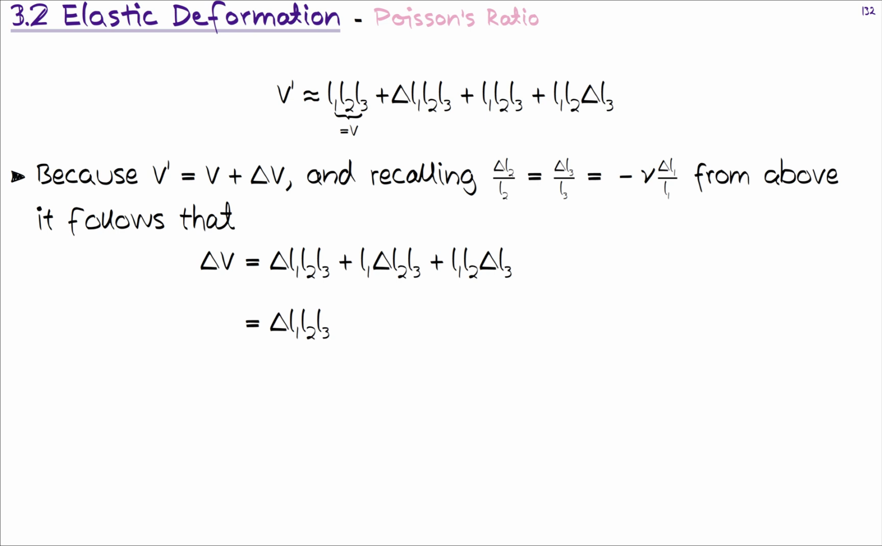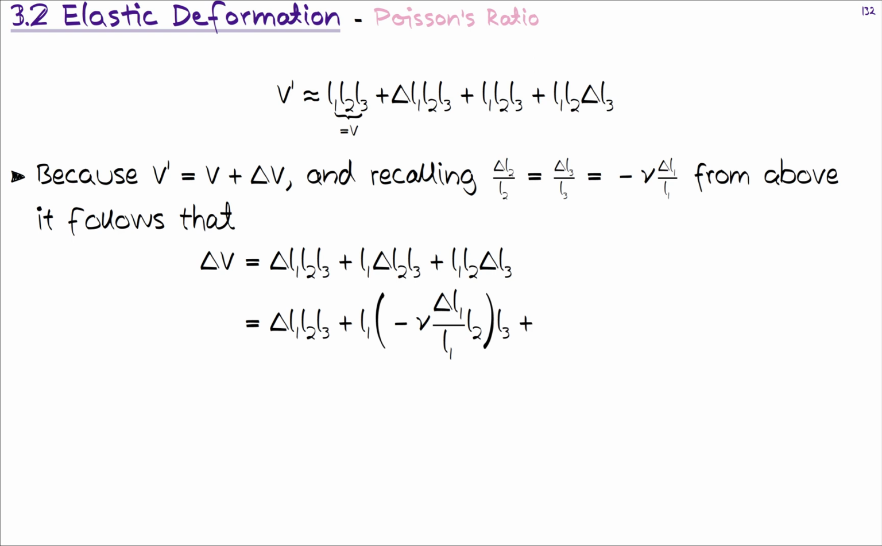So the first term, we do not do anything for that. It's already of the right form. And then on the second term, instead of delta L2, we rewrite it using the equation for the Poisson's ratio. And we find out that what we put inside parentheses is minus nu times delta L1 divided by L1. And then we multiply with L2 and L3.